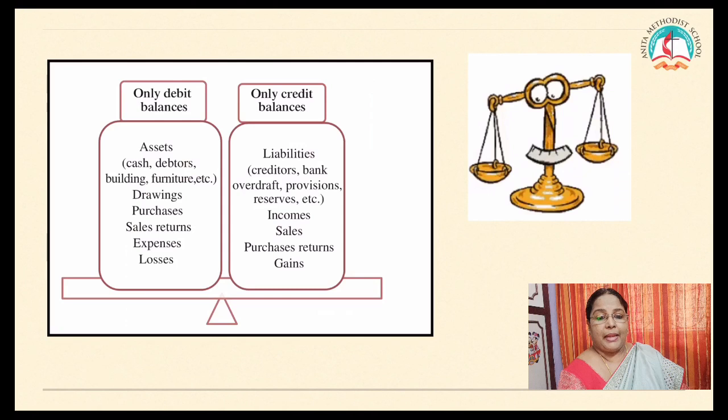Sales returns, debit balance. Expenses and losses are on the debit side. So what will come on the credit side? Liabilities, income, sales, purchase returns and gains. Simple. All the assets, debit balance. All the liabilities, credit balance. Expenses and losses, debit balance. Incomes and gains, credit balance. Along with that, you include your purchases, purchase returns and sales returns. If purchases is debit, purchase returns is credit. Sales is credit, sales returns is debit. That is all you need for preparing your trial balance, right?